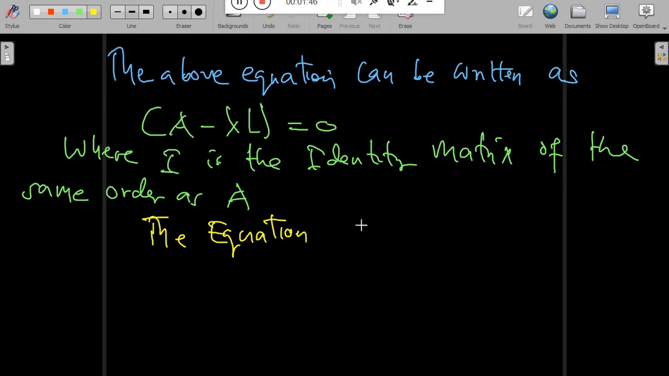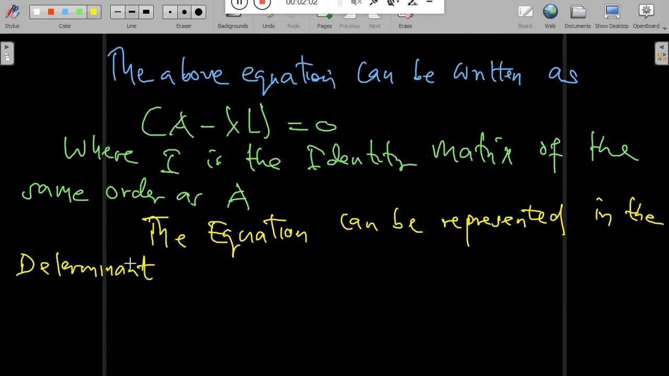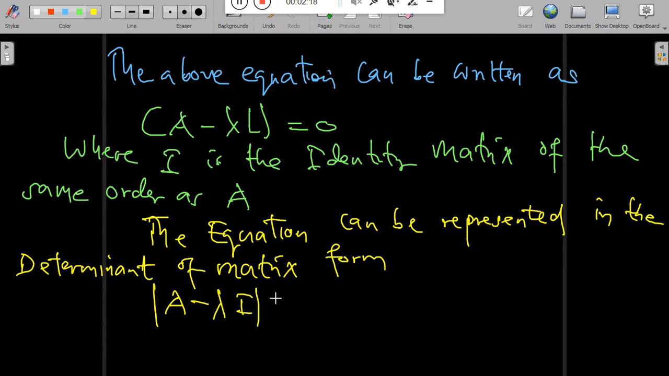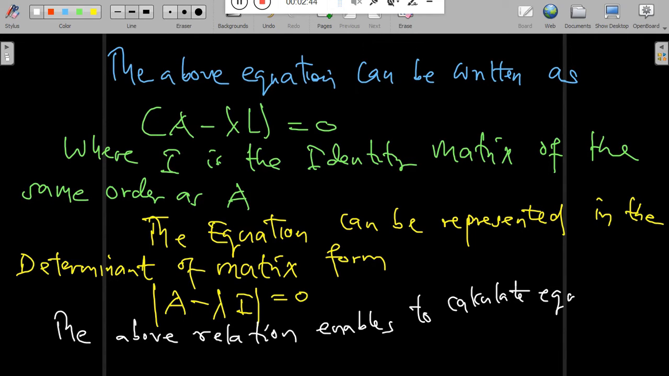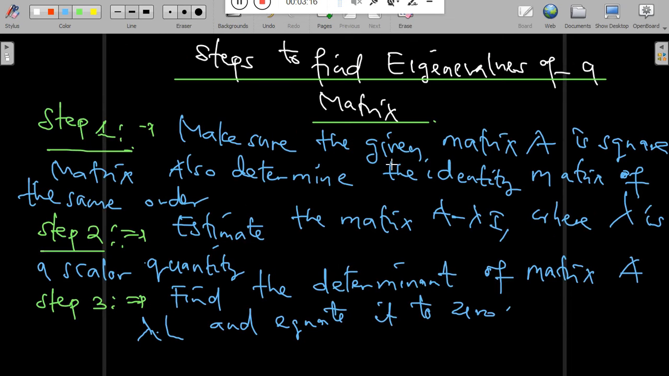So we may take the identity matrix and transform the equation into determinant form. The equation can be presented as the determinant of A minus lambda I, equal to 0. This determinant equation shows the relationship from which it is possible to calculate the eigenvalues of the matrix, which are represented by lambda.